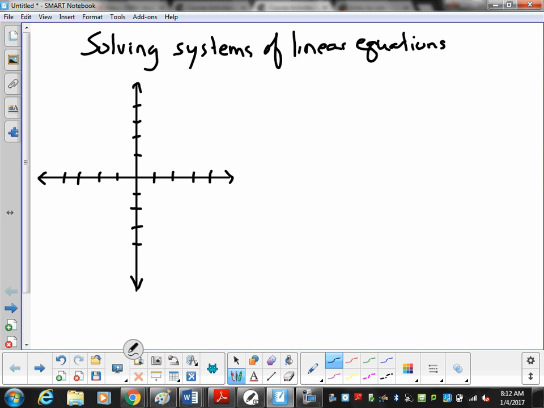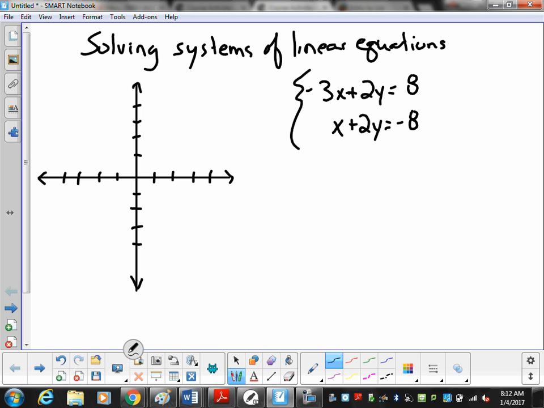And so if I have this set of equations, negative 3x plus 2y equals 8, and x plus 2y equals negative 8. Okay, and I'm told to solve the system of equations by graphing.